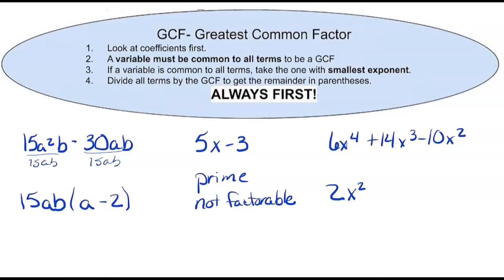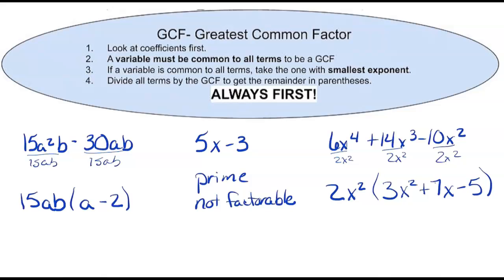And then I'm going to go back and I'm just going to divide each one of those out. 6 divided by 2 is 3. X to the 4th divided by x to the 2nd is x squared. Plus 14 divided by 2 is 7. X cubed divided by x squared, we subtract the exponent, so x. Minus 10 divided by 2 is 5. And x squared divided by x squared is canceled, or it goes to 1. So our final answer would be 2x squared times 3x squared plus 7x minus 5.